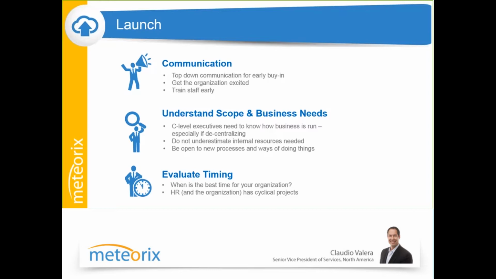The individuals that are high in power but have little interest are the ones that you want to keep informed. The individuals that are high in interest but low in power are the ones that you want to keep satisfied, and those that are high in power and high in interest are the ones that you really want to manage closely.